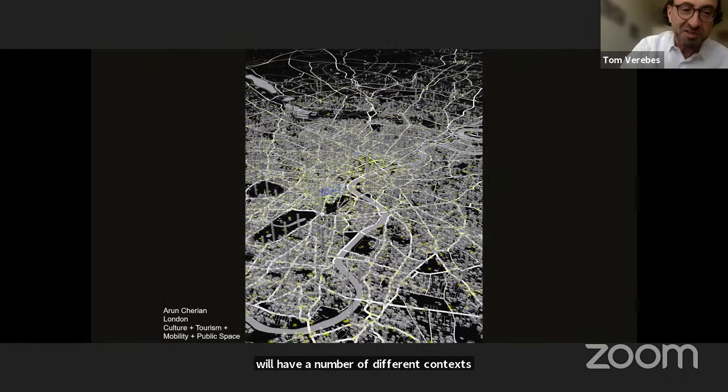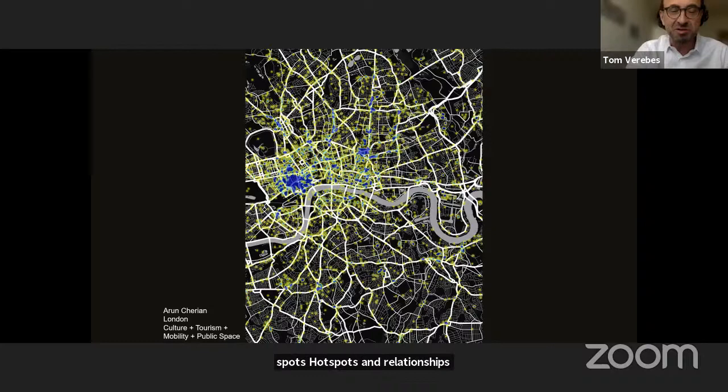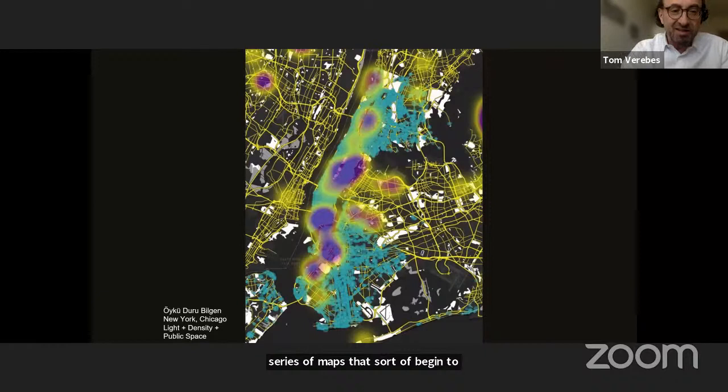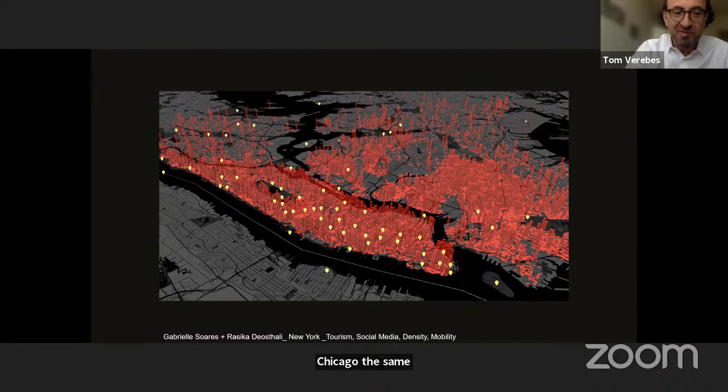This was Arun Cherian looking at London, confluence of cultural information, tourism, hotels, tourism spots, the hotspots, and relationships thereof, in a series of maps that begin to highlight those sorts of conditions. This is New York, relationships between light, density, and public space, and Chicago the same, and also New York, confluence of information related to tourism, sources of social media, density, and mobility.